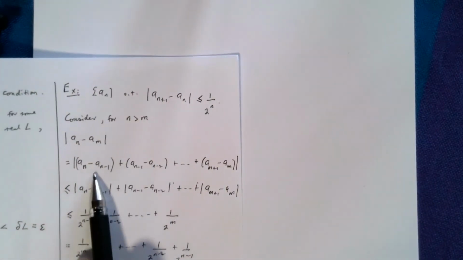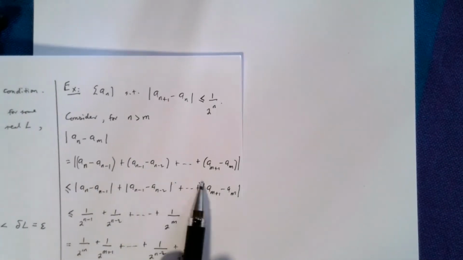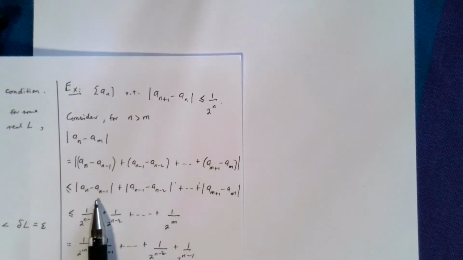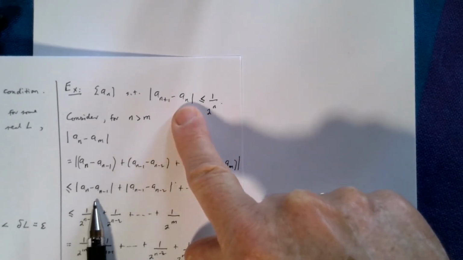So I'm just subtracting and adding all the way through, and I'm going to split this up in pairs and use the triangle inequality. Now the obvious reason I do that is because I've got some information on what happens between successive terms.